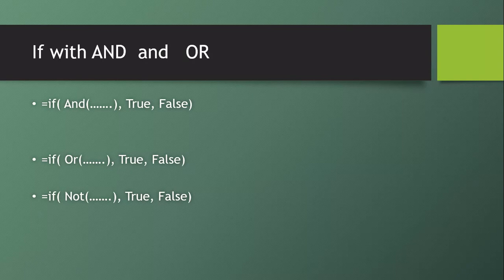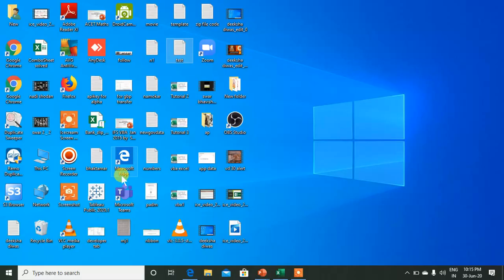In OR, if there are three criteria, and any one criterion is true, the result will be true. Say there are three conditions, and if two are true, then also true. All three are true, then also true. If one is true, true. But if all are false, then it will be false. Fine. Another one, NOT. Whatever the condition is, true or false, it will reverse it. Fine. So we will do one example of all these three things that will give you an idea how to go.